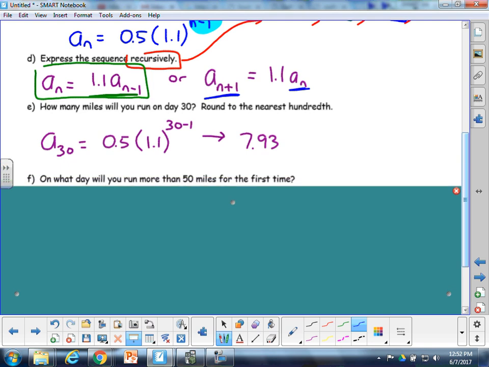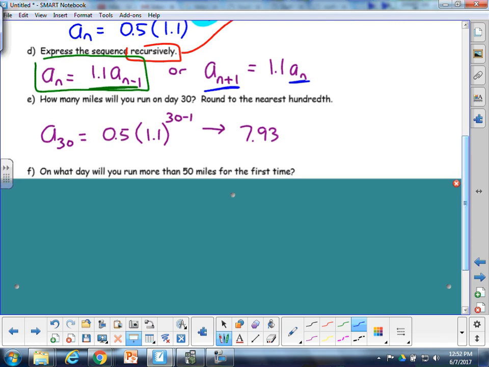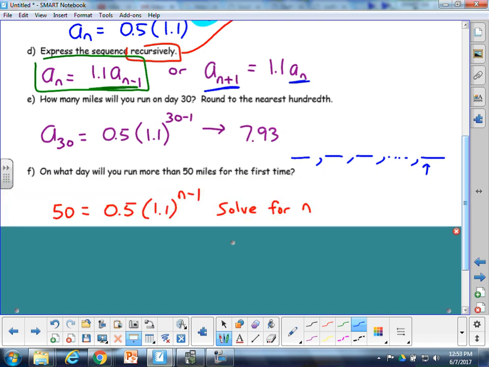All right. On what day will you run more than 50 miles for the first time? So this one you've got to think about. I'm saying again, if the original sequence continued really far, how many days would it take for this number to get to 50 or higher? There's a couple ways to do this. One way is you can just do a little guess and check, where basically 50 becomes the a sub n, and we need to figure out what n that would be. So some people might want to just try plugging in values for n.